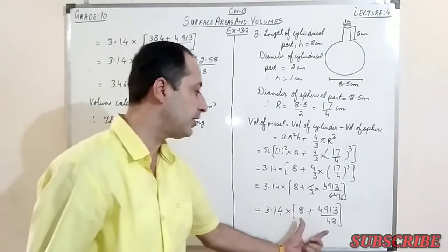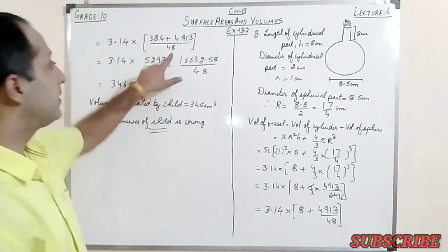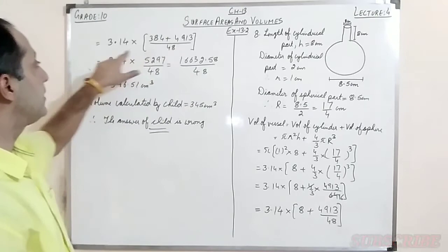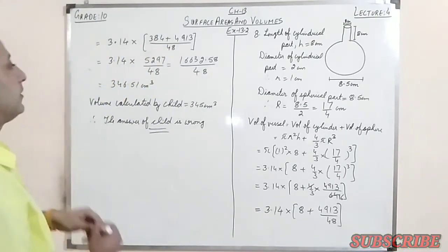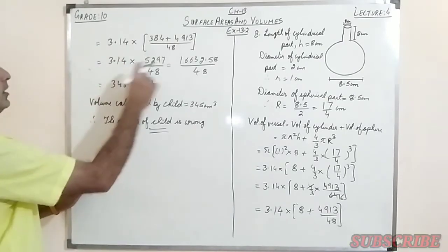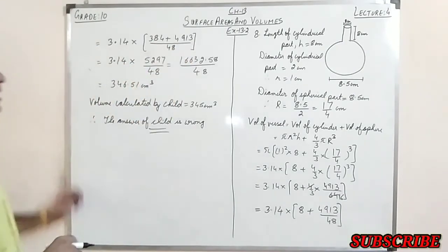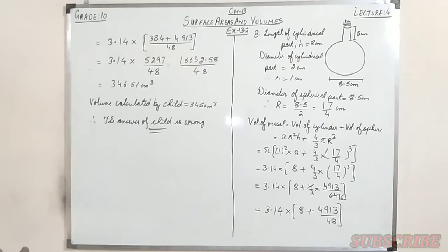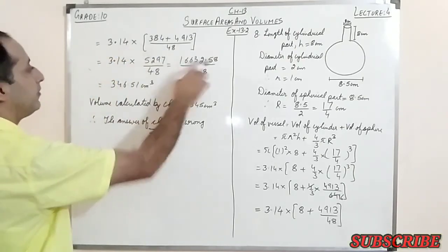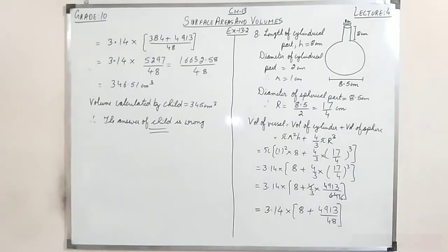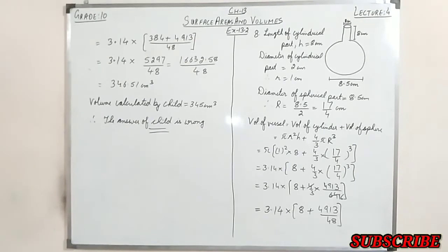Now we take the LCM of these two. Here the LCM will be 48. After taking the LCM, we have 384 plus 4913, with 3.14 outside. After adding, we get 5297 upon 48. We multiply this 5297 by 3.14, we get 16632.58 divided by 48. After simplifying, we get this to be 346.51 centimeter cube.